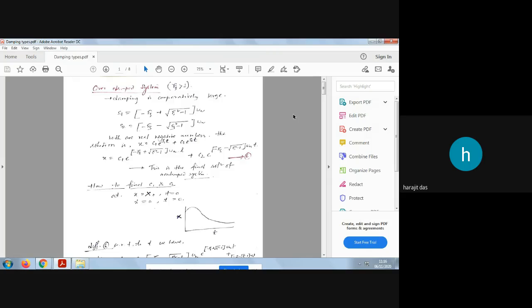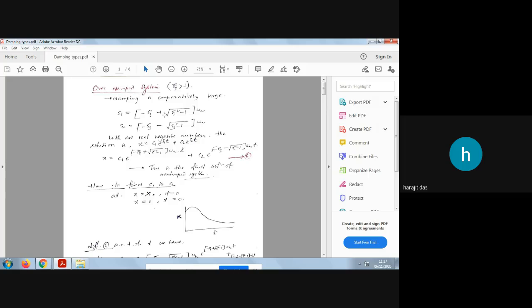We found out the roots of the equation of motion for a damped free vibration of a single degree of freedom system, and the roots were this one: S1 equals minus zeta plus under root zeta square minus 1, into omega n, and similarly S2. So as zeta is greater than 1, when we put the value of zeta greater than 1, what will we get? We will get a negative number, which is real.